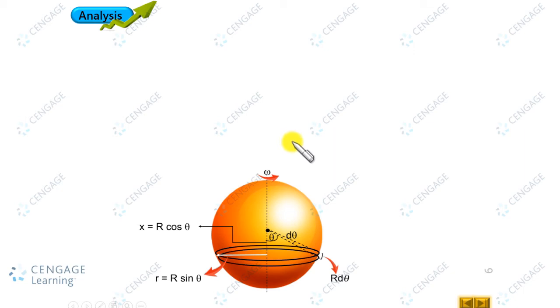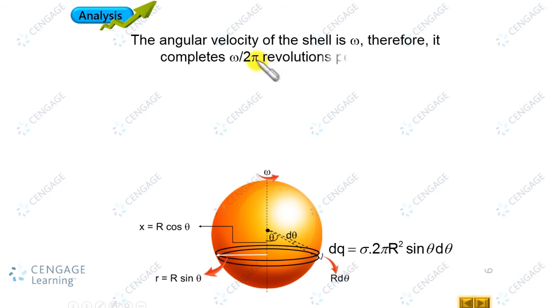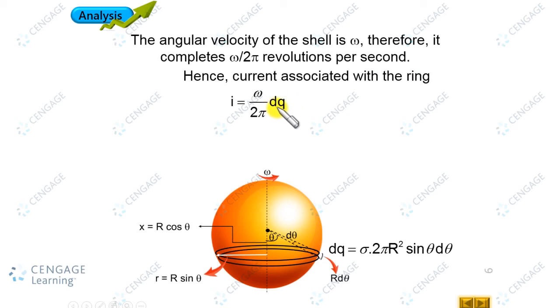Okay. And frequency is omega divided by 2 pi, because omega equals 2 pi f. So we can write here, let us write the charge value which we have calculated. Angular frequency is omega, that is frequency. So here we can write current corresponding to this loop is equal to omega divided by 2 pi multiplied by dq. Okay. Now we can substitute the value of dq we have calculated. This one, this is the current corresponding to this loop.